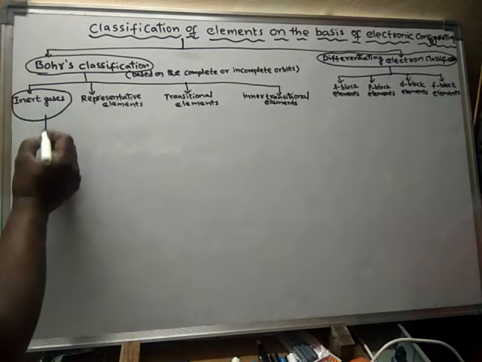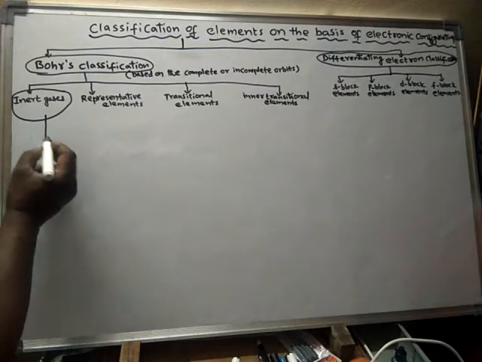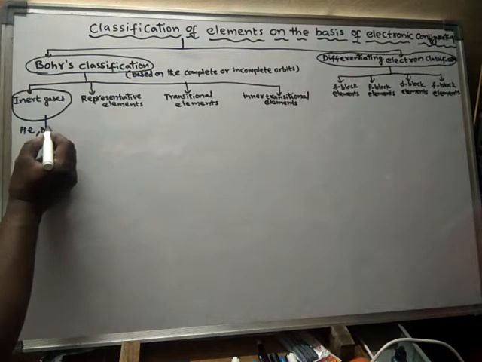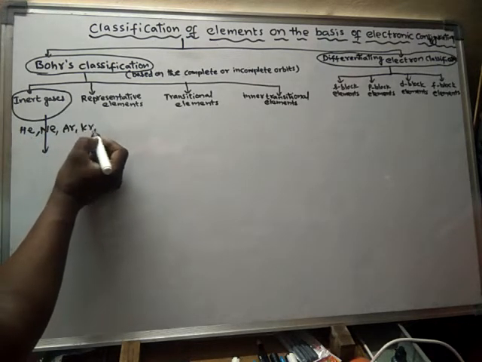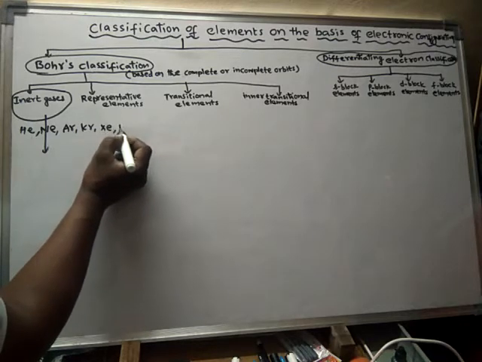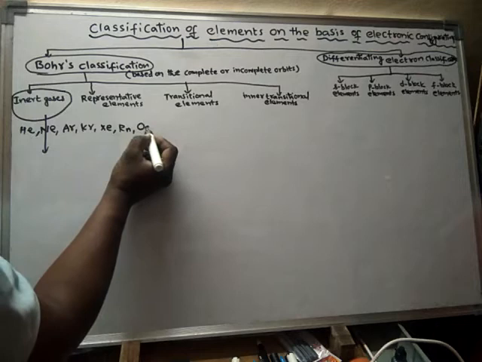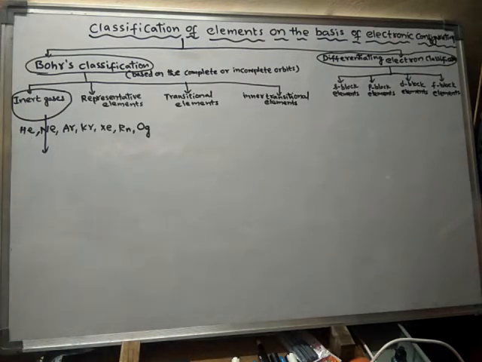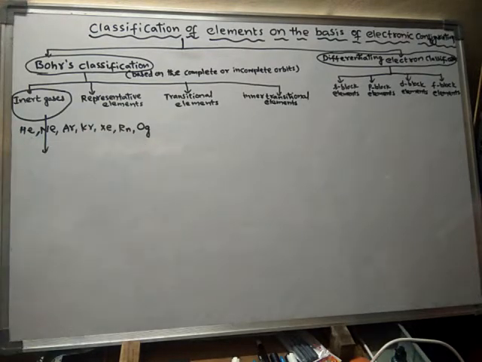Inert gases, there are how many? 1, 2, 3, 4, 5, 6, 7 inert gases. What are they? Helium, neon, argon, krypton, xenon, and radon. Everyone should try to remember these inert gases, because the entire chemistry depends on the inert gases.